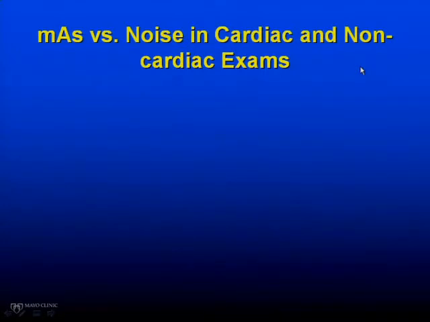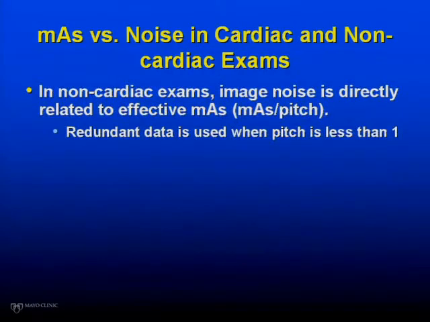The relation between the mass and the noise is very simple, but it should be noted that they are different in cardiac exams and non-cardiac exams. For the non-cardiac exams, the image noise is directly related to the effective mass, so the pitch is here. This is because when the pitch is less than 1, all the redundant data is used, so the image noise is related to the pitch.